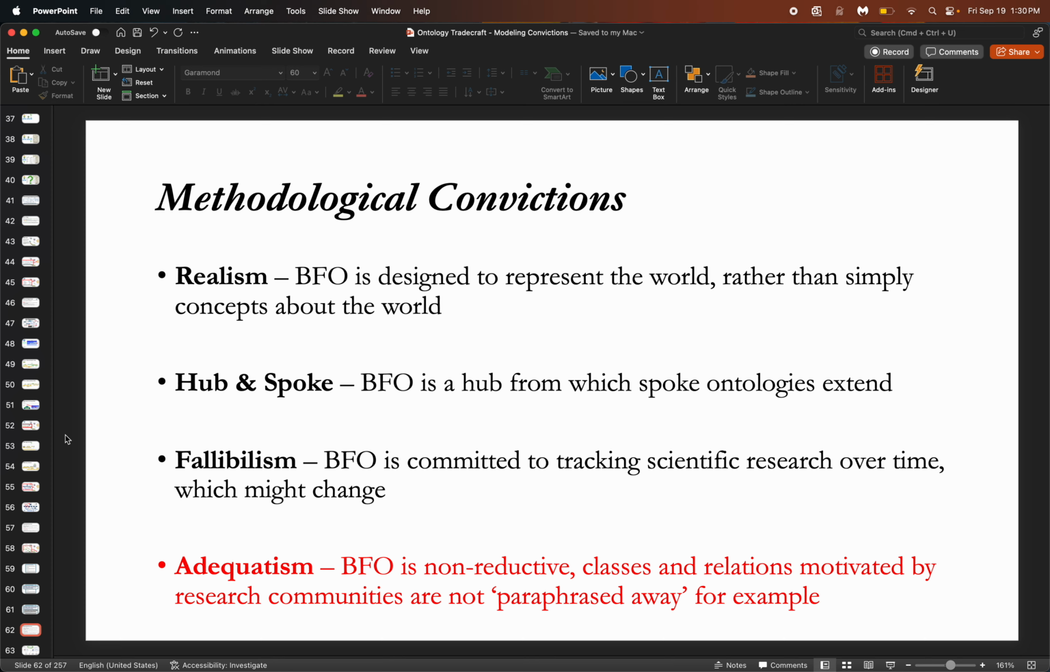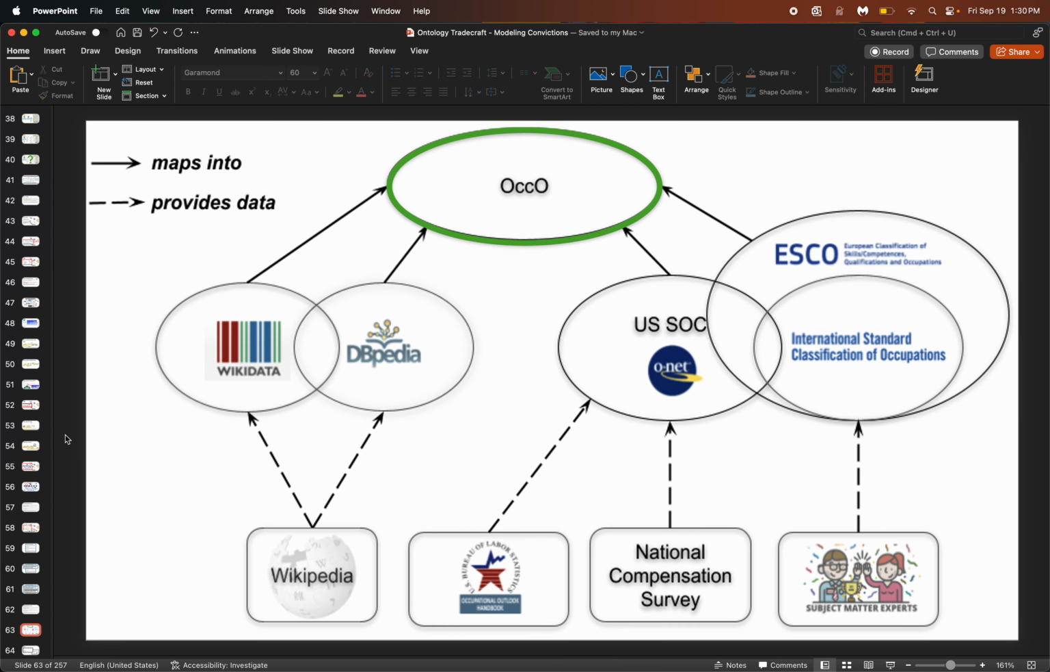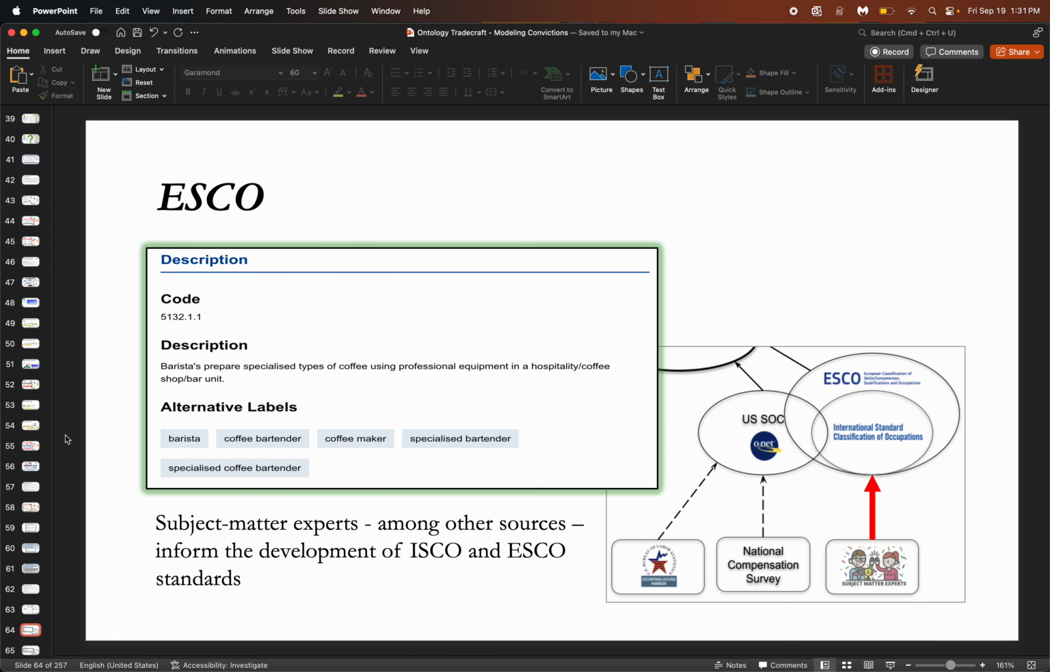And so we are always interested in just trying to get what you're doing right, trying to get what the data says right. We're not trying to paraphrase it away or explain it away or reduce what's being done to something else more basic. So for example, in these occupation codes, all this information that we're modeling with occupations, we're not trying to explain that, not trying to argue with subject matter experts who are supporting ESCO or Wikidata or Wikipedia that their representations are wrong, just trying to describe them, not trying to paraphrase that away.